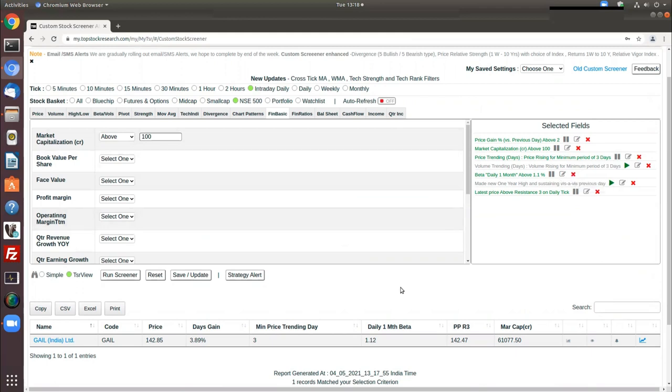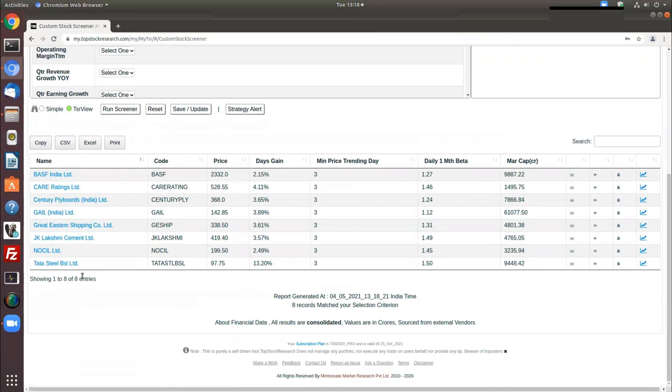So we have 1 record. Let's say we close this and run again. We should be seeing a few more records here. We saw about 8 records here.